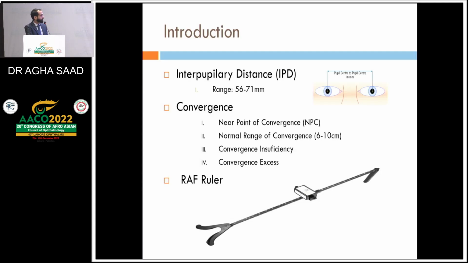The normal range of near point of convergence is 6 to 10 centimeter. When the patient reports diplopia beyond 10 centimeter, it is termed as convergence insufficiency. And when the patient reports diplopia before 6 centimeter, for example at 4 to 5, it is termed as convergence excess.